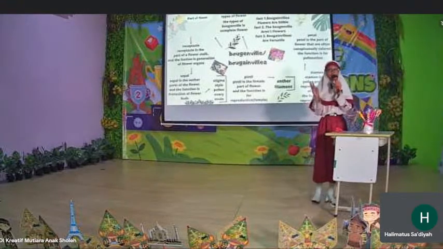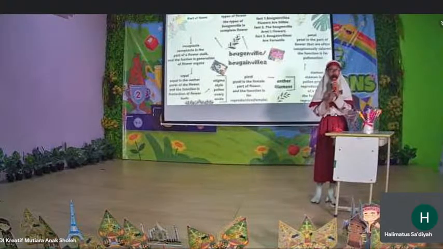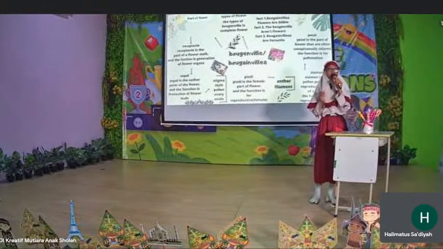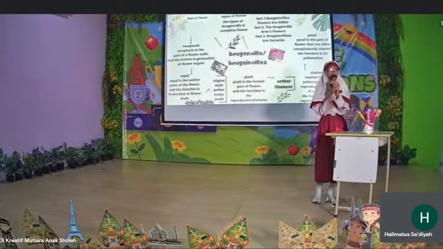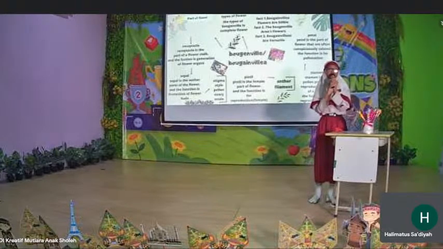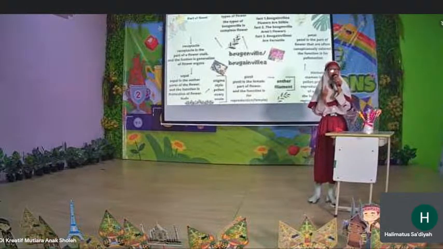And the third is sepal. Sepal is the outer of plant, and the function is for protection of flower buds. The fourth is stigma, style, pollen, ovary, and ovule. They are included in pistil. Pistil is the female part of flower, and the function is for female reproduction. The fifth is filament and anther. They are included in stamen.